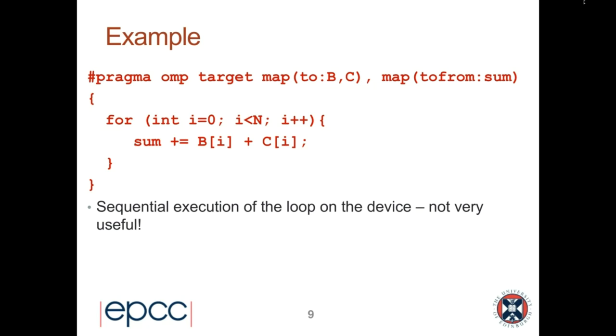So that's great. So that illustrates the way that the data is handled. But just to emphasize, this example will give you sequential execution of that loop on the device. So that in itself is not very useful. I just wanted to make the point that it is offloading that code to the device, but it is not getting any parallelism on the device. And we'll come back and see how that can be done.